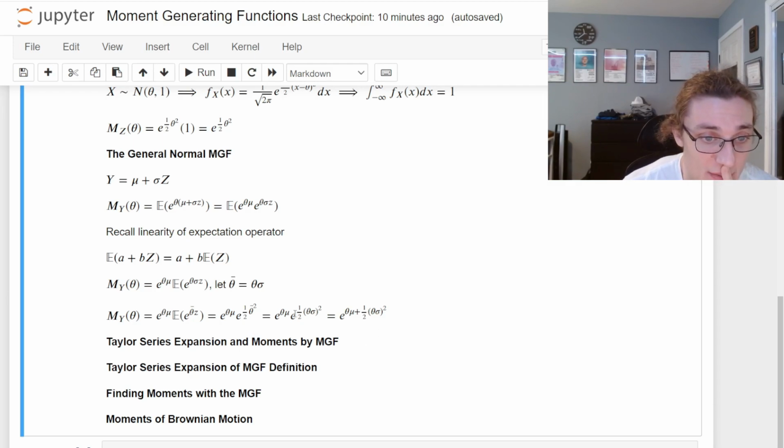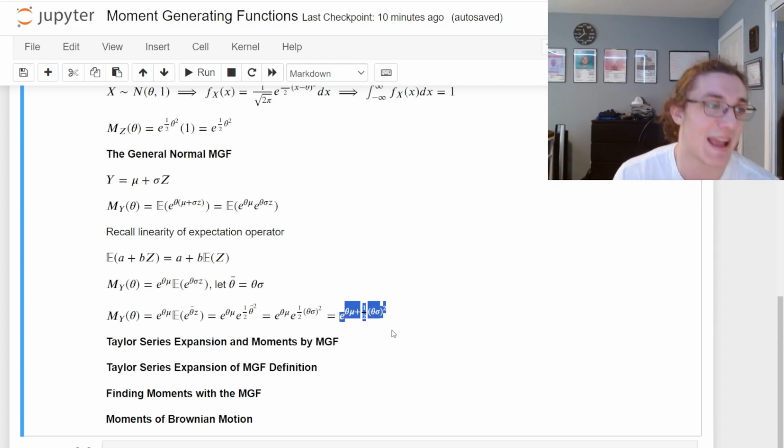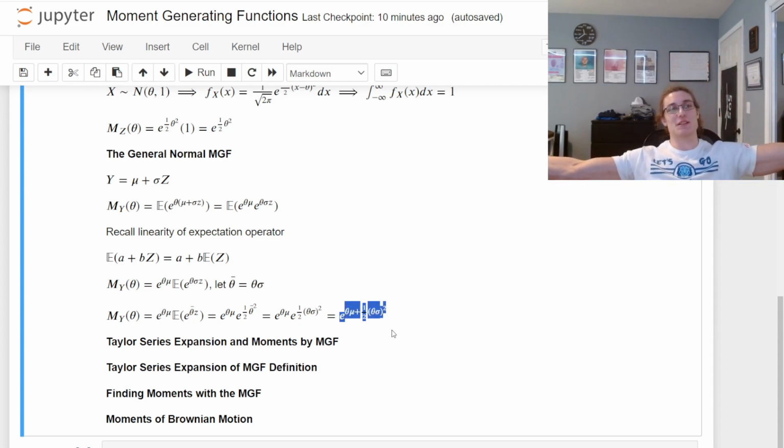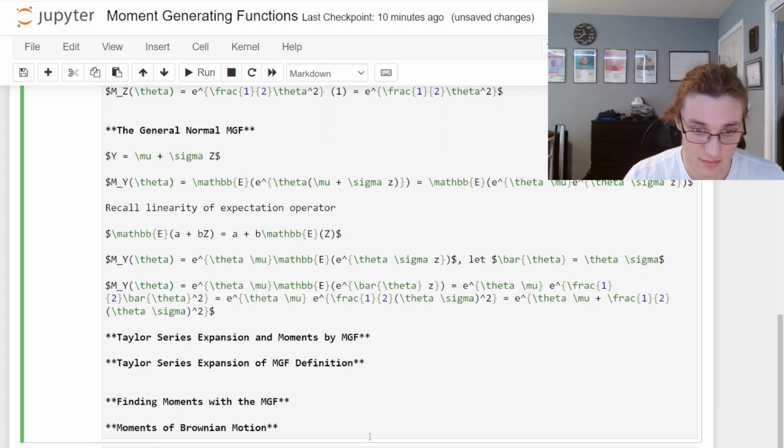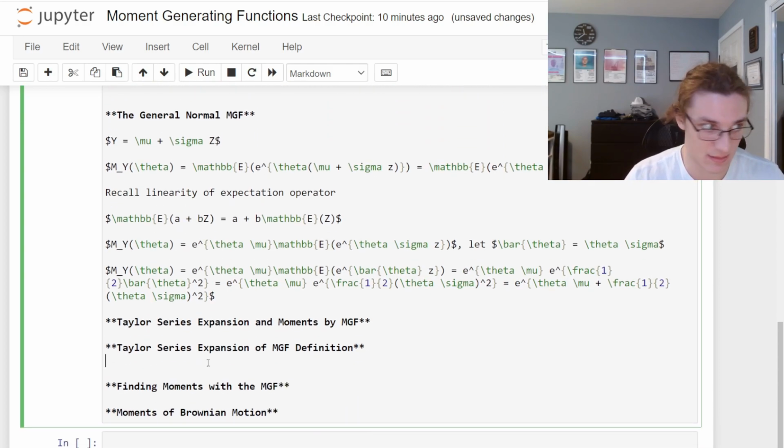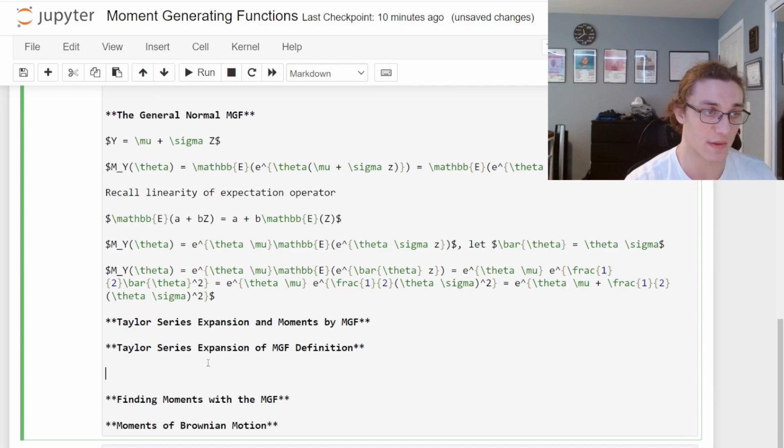Now, let's talk about the Taylor series expansion and moments by the moment generating function. So really what I'm trying to say is, we have this. How is this useful, right? What is the point of having this moment generating function? Well, it turns out that if we take a look at the Taylor series expansion, we can go ahead and suggest, or really this is a recall sort of situation. You should have learned this in a calculus class probably a long time ago.